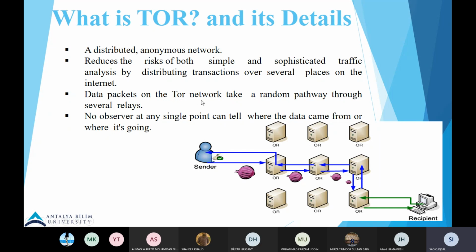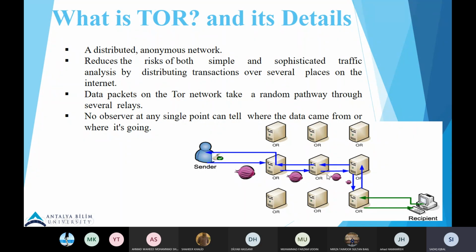Data packets of the TOR network take a random pathway through several relays. You can also call these onion routers relays as well. So from the sender, you can see that there are many encryptions, there are many layers, and this is according to the relays, or the onion routers, the routers in the network. So all of this is coordinated, and the data is received at the first router. This decrypts the layer, and then it knows what the next destination is, then sends the traffic to the other router.